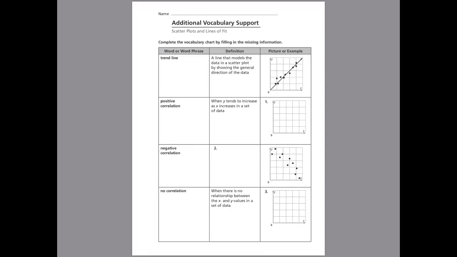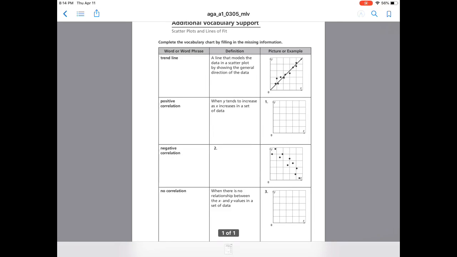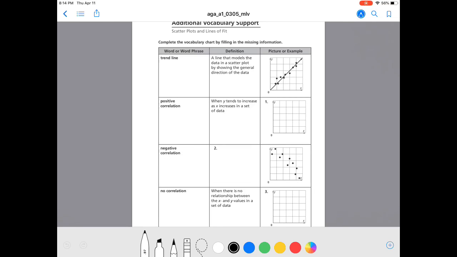Next, we're going to take a look at the worksheets in the packet. So the first one we're going to look at is the additional vocabulary support, scatter plots, and lines of fit. That should be the front page of your packet. For this sheet, basically all you're doing is either filling in the definition or the image. These are definitions that we've been using the whole time we've been doing regression, so you guys should be pretty familiar with them.